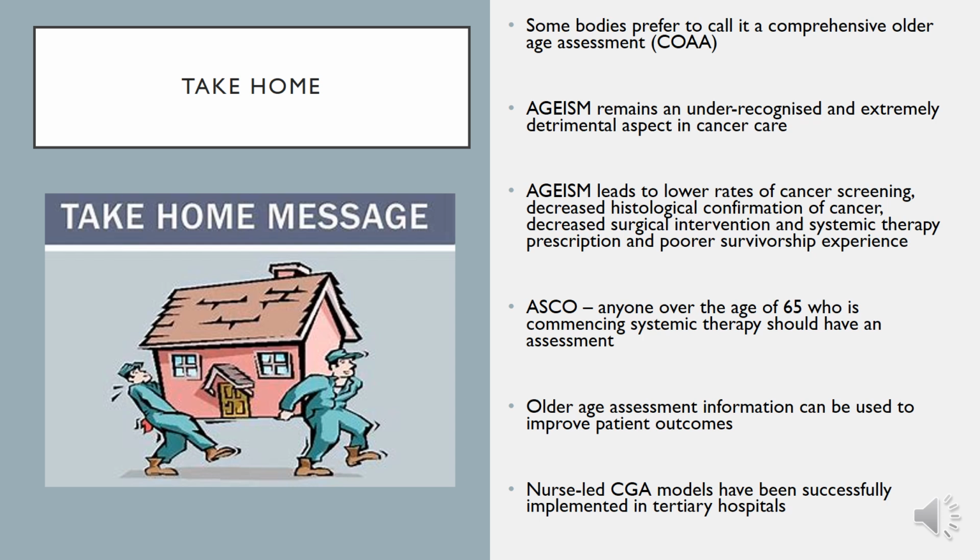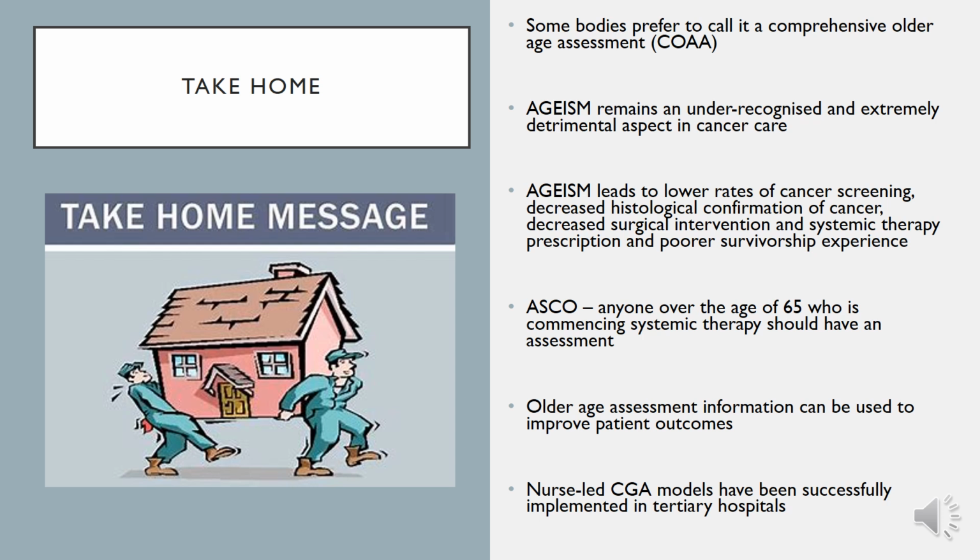Ageism remains an under-recognised and extremely detrimental aspect in cancer care. Just because someone's older than the age of 80, we still treat patients into the 90s if they are fit enough, and that's where that assessment comes into play. We cannot be discriminating patients because of their age. Ageism should not be a thing. Ageism does lead to lower rates of cancer screening and decreased interventions and systemic therapy prescriptions, so poorer survivorship in cancer patients who are older.